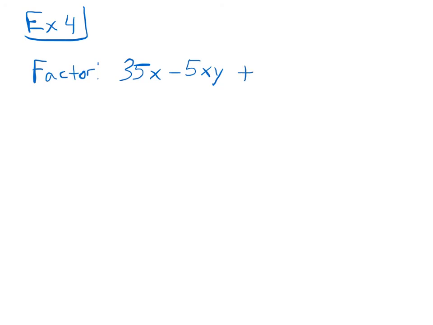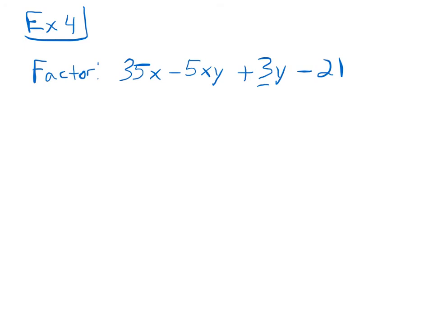So this is example 4. If it says to factor something like 35x minus 5xy plus 3y minus 21. Again, the very first thing that we should do is look and see, is there a common factor to all 4 of these terms? Start with the lowest number here.